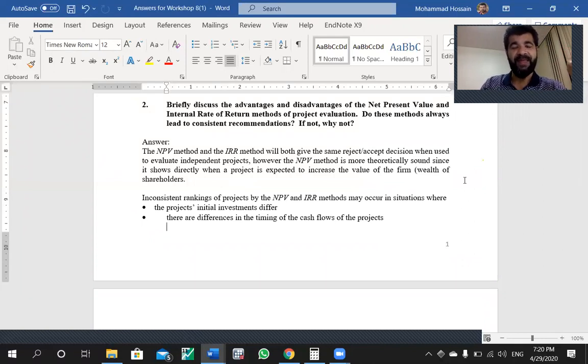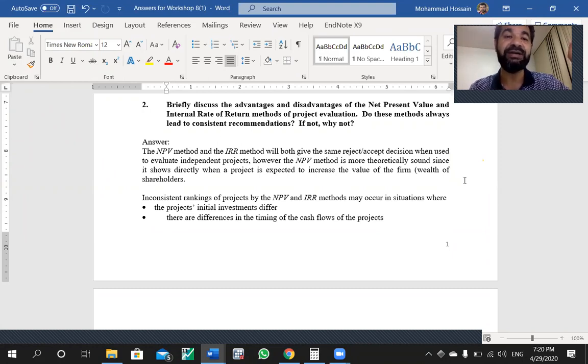Look at there. The NPV method and the IRR method will both give the same reject and accept decisions. So yes, both of them give it. It depends on which you want to accept, which you want to reject, and on which method you are using, when used to evaluate independent projects. However, NPV method is more theoretically nice.